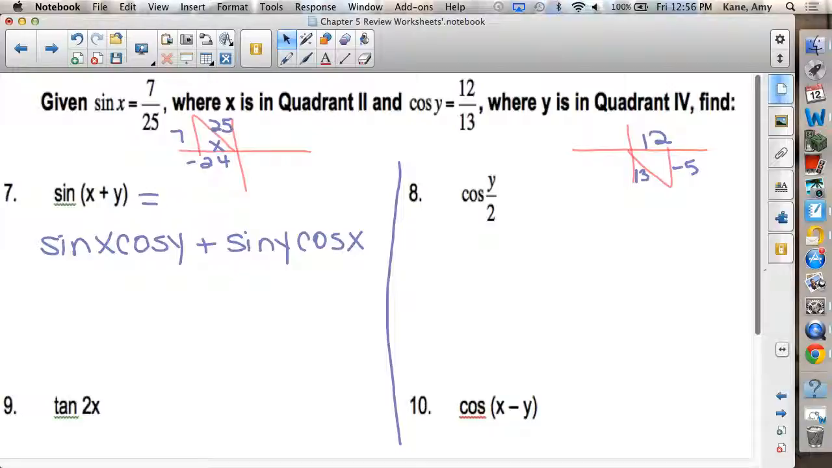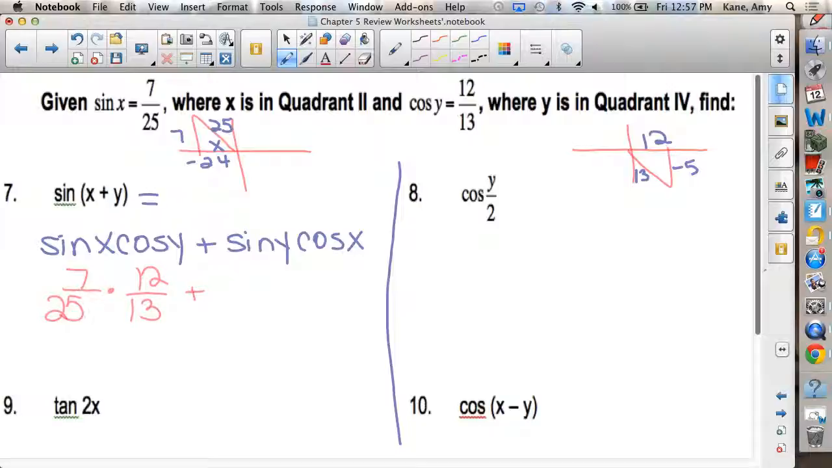Then go to the triangle and replace the sine of x with whatever it is from the triangle or from the directions. And in this case, the sine was given to us for x as 7 over 25. So now I have 7 over 25. Cosine y. So I need to go to the y triangle, find cosine, which is 12 over 13. And then the sine y is negative 5 over 13. And cosine x is negative 24 over 25.